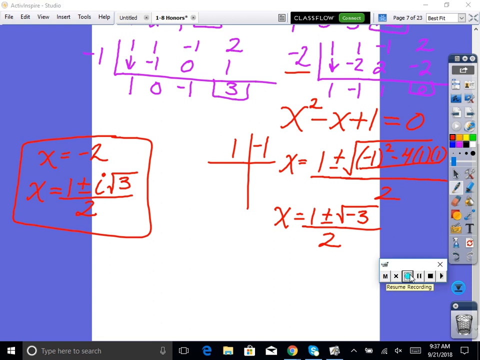Let's say that you graphed it. This would cross the x-axis at -2, and it would not cross again because our other two roots were imaginary. So it makes sense. Would it be like this, something like this.